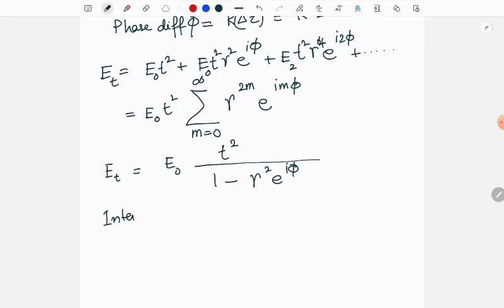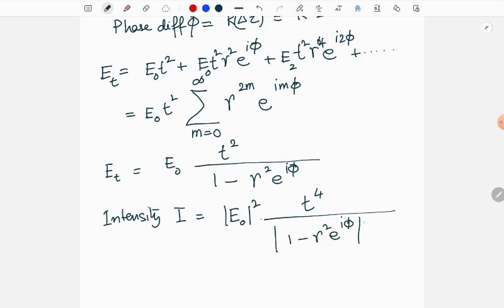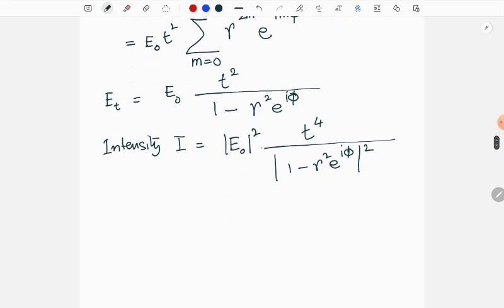So the intensity I is nothing but your mod E0 square, and t to the power 4 by mod 1 minus r square e to the power i phi, squared. Now you have to understand that the small r that we say, the reflected electric field, actually picks up a phase due to reflection, so r can be written as mod r e to the power i phi r, some phase shift because of the reflection.